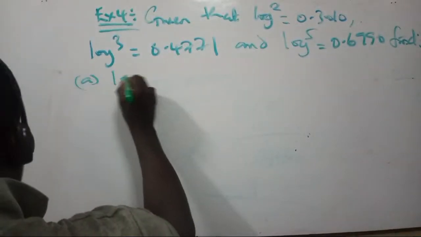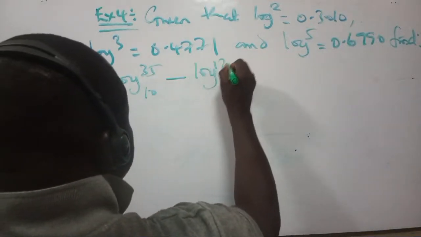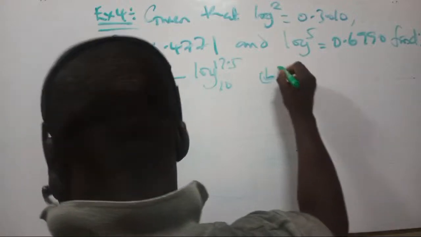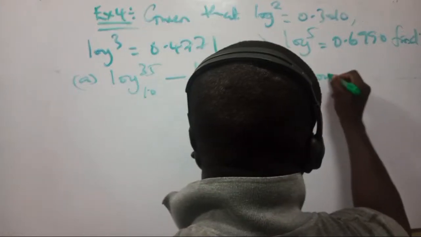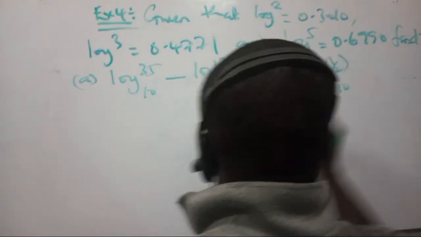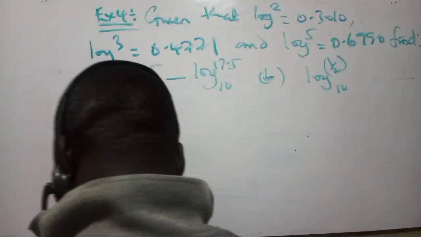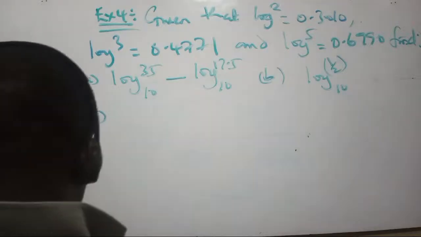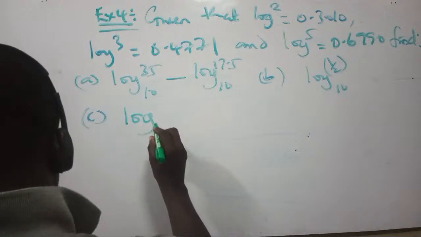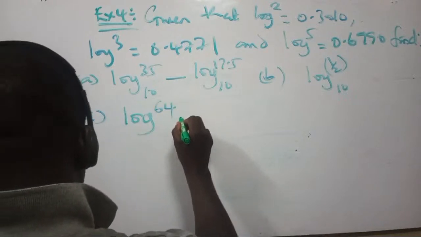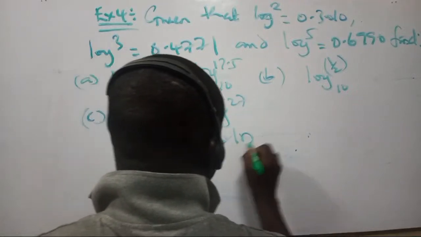Then the question says, find the first question: log 35 base 10 minus log 17.5 base 10. Then the second question, we are to find log half base 10. Then the third question. We only take 3 questions here. After this, we can call it a day. Then we go to the logarithmic equation. Log 64 plus log 27. So now let's solve this.